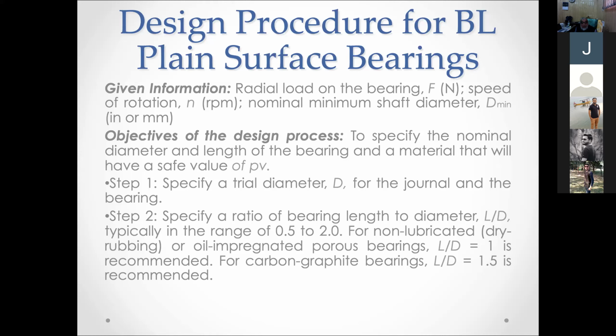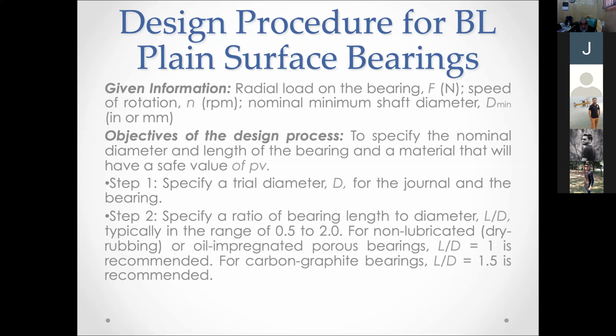Now the first step in the design is to specify a trial diameter. How will we specify the trial diameter? When the nominal diameter of the journal is given, you can select your trial diameter a little bit higher than that, considering some clearance, isn't it? So if your shaft diameter is, say, 60 mm, you can select 65 mm as the diameter of the bearing.